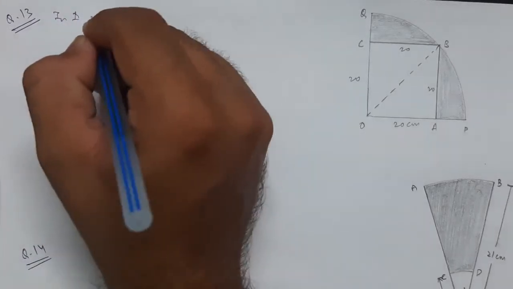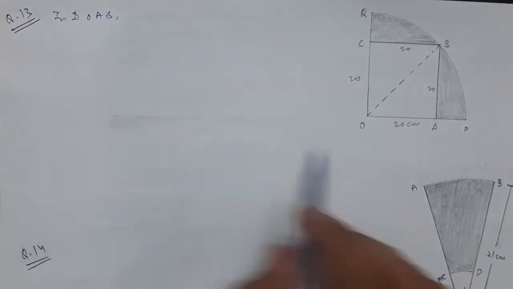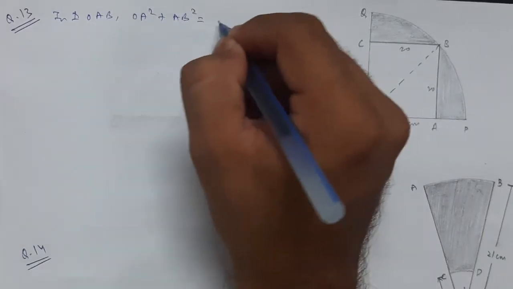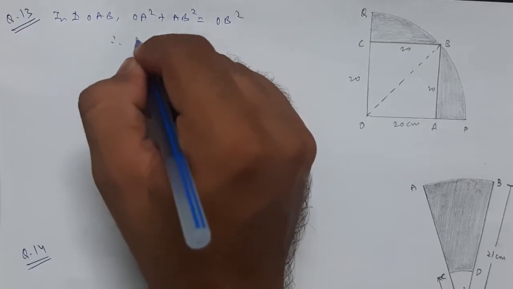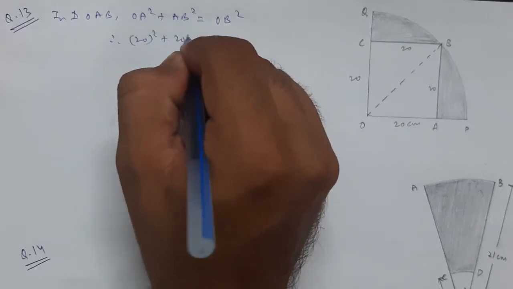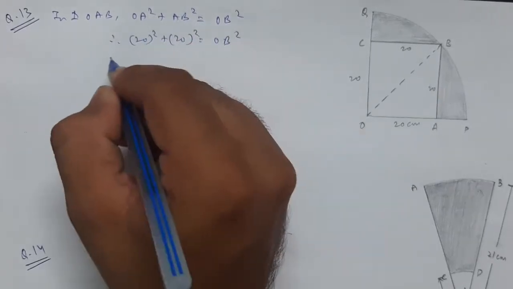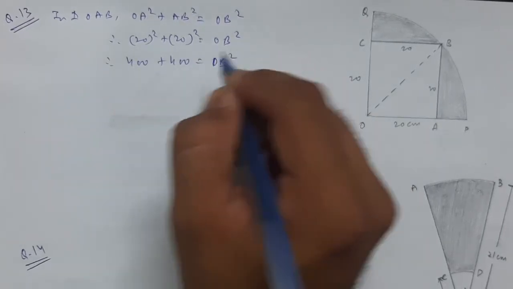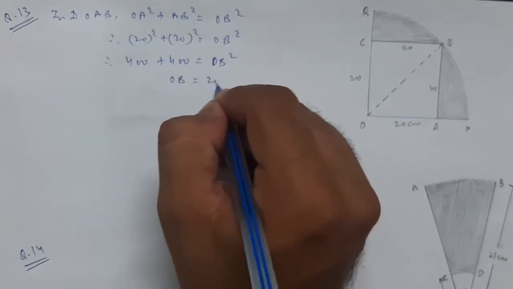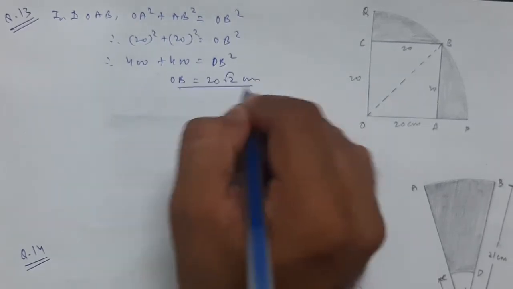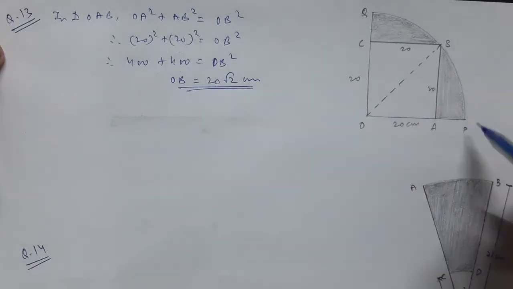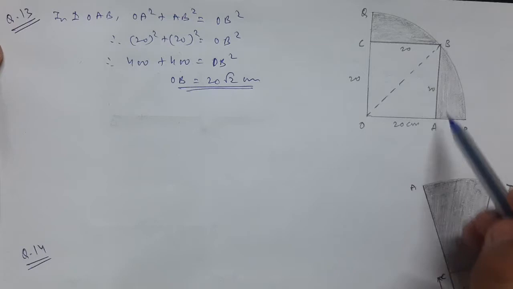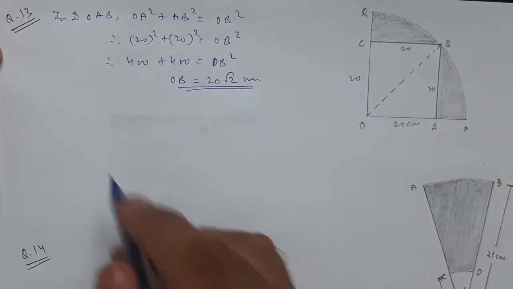So in triangle OAB, by Pythagoras theorem, OA square plus AB square is equal to OB square. Therefore, 20 square plus 20 square is equal to OB square. Therefore, 400 plus 400 is equal to OB square, and thus OB is equal to 20 root 2 centimeter. Now you got the radius. Now it is very easy. Now you have to simply subtract the square from the quadrant and you will get your answer.